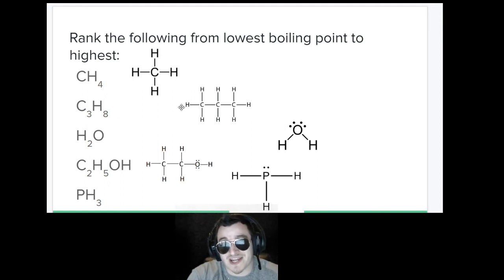Same with this carbon chain. He's a little more complex, but any way you slice it, it's completely symmetrical. Okay? So he's only going to exhibit LDFs. Okay? So we've got 2 molecules that each only exhibit LDFs. So we'll come back and we'll talk about that. Now let's go down to water.